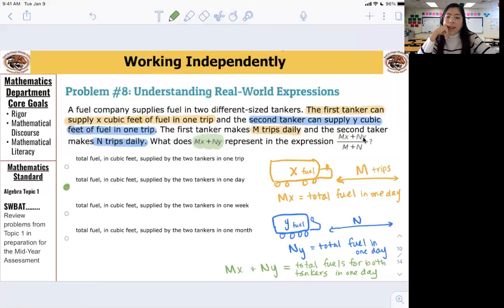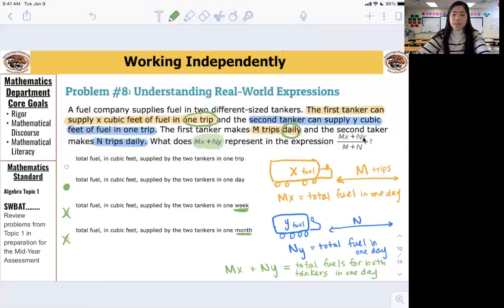What's another way, if let's say you didn't have the time to go through it this slowly? I can eliminate C and D, because C is talking about weeks and D is talking about months, and those two values don't show up anywhere in the problem. The whole problem when you read it is talking about one trip, that comes up, and one day, that comes up.